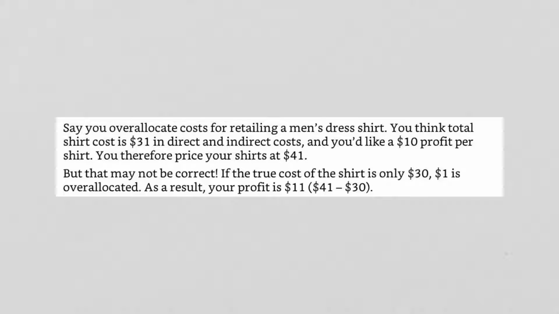If you're not using ABC costing, you might have allocated for a dress shirt, a men's dress shirt. You might think that the cost is $31 in indirect because of the way you allocated the indirect. Remember, direct's not a problem because we know what the direct cost is. So you want a $10 profit, you price it at $41. But that may not be correct. Suppose the true cost is only $30. So you're allocating $1 too much. Your profit instead of $10 is $11.